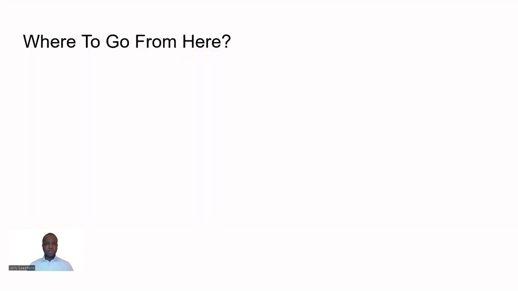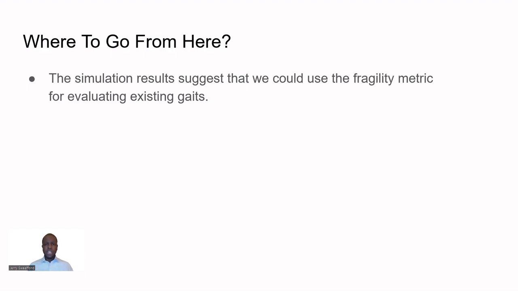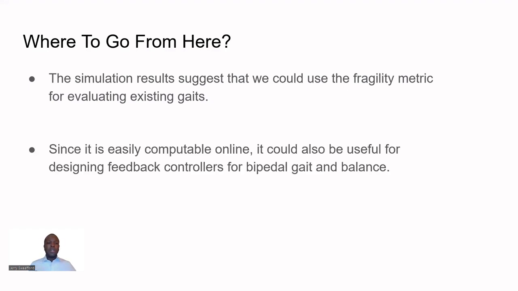So where do we go from here? Well, the simulation results suggest that we could use this metric for evaluating existing gaits. So if you had a robot and you had 3 or 4 different gaits you wanted to compare, you could use this fragility metric and look at something like average fragility over a gait cycle, or you could look at maximum fragility for a gait cycle, and you might make decisions on how you would design your gait based on that. That's one thing you could do. Because you can compute this online, you could actually use this as feedback that goes into a controller for bipedal gait and balance. So that might be one thing to use.